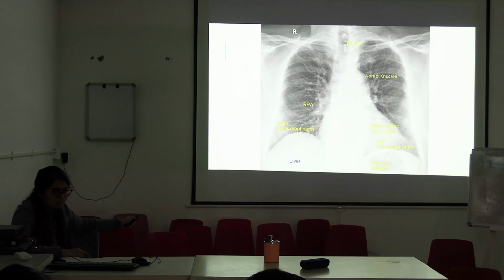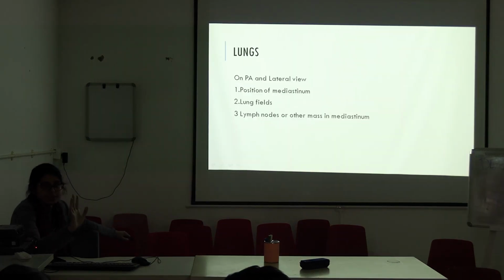Here the thymus is not there. It is an older child. Okay. Thymus is not there. You can look at the soft tissue also. Soft tissue, there is no abnormality. So we will talk about the lungs, the main thing.